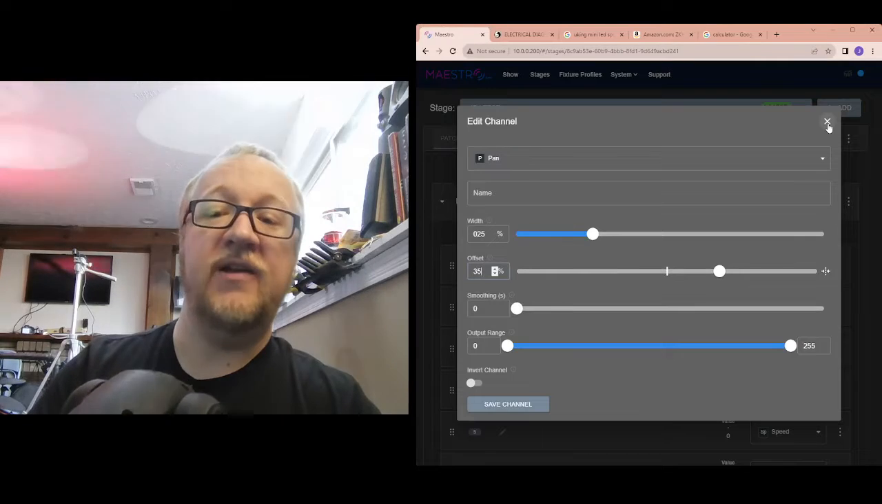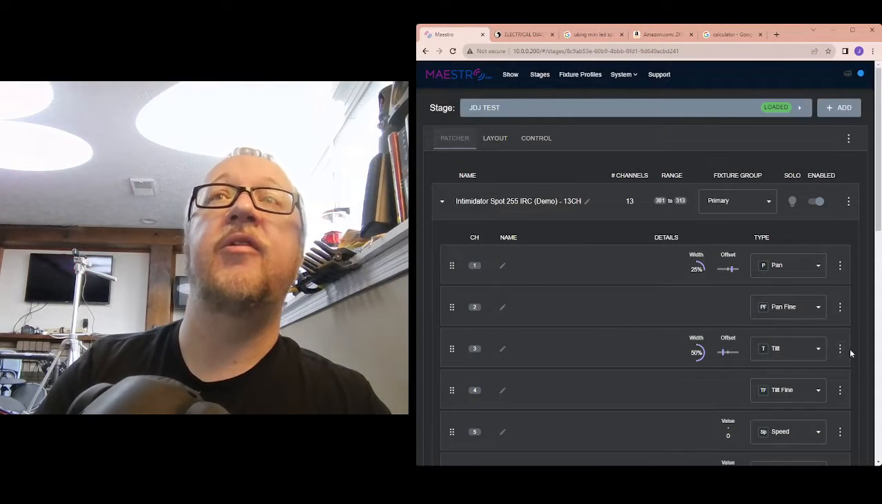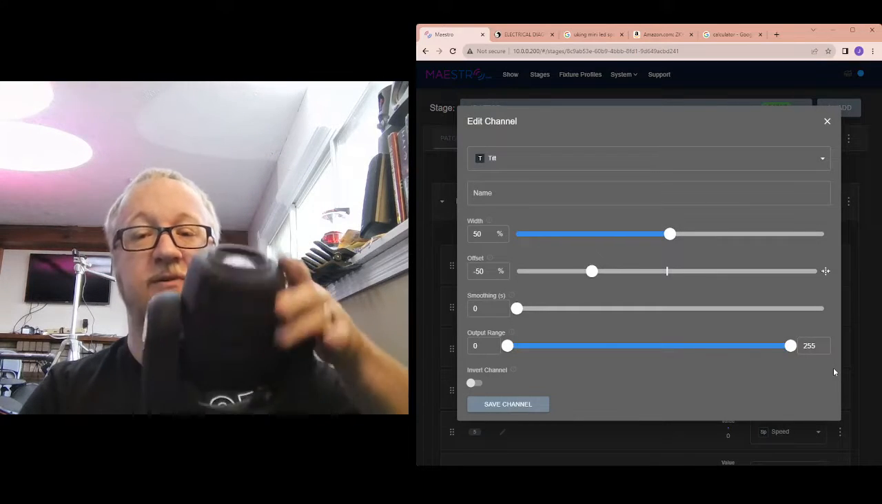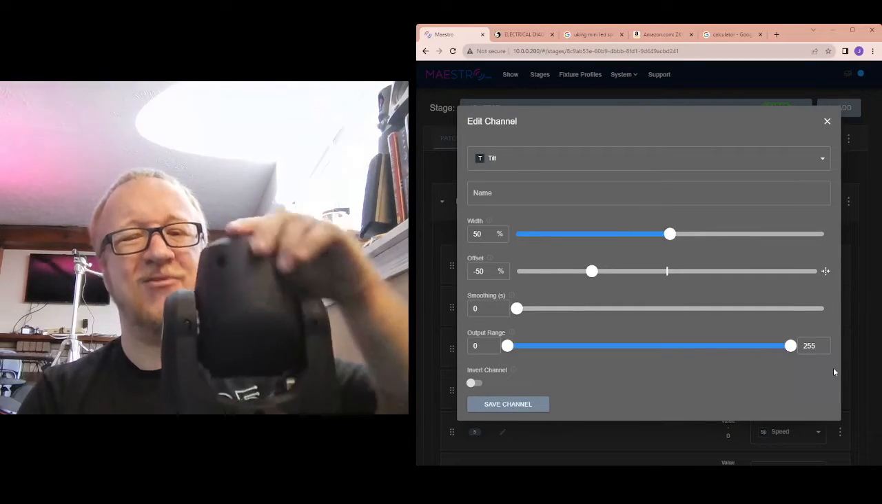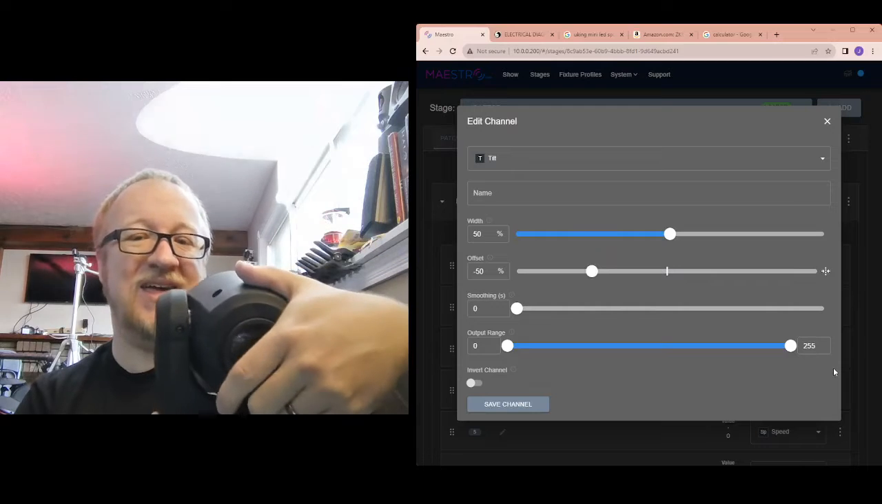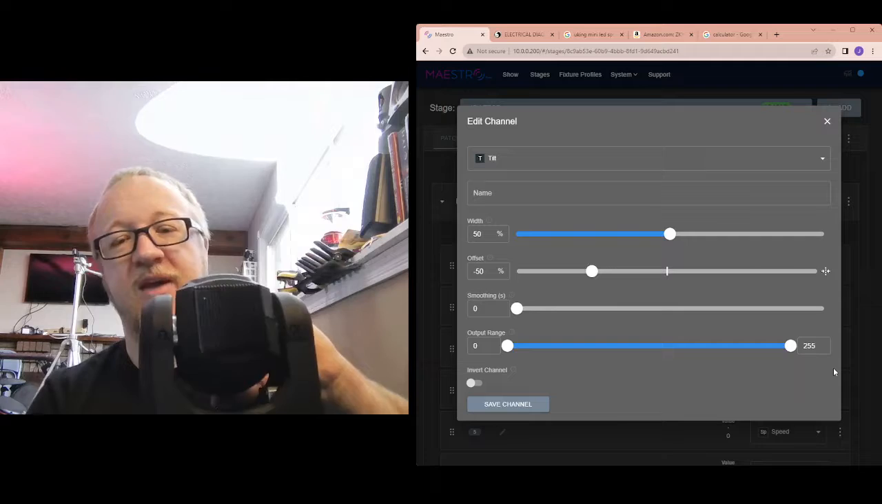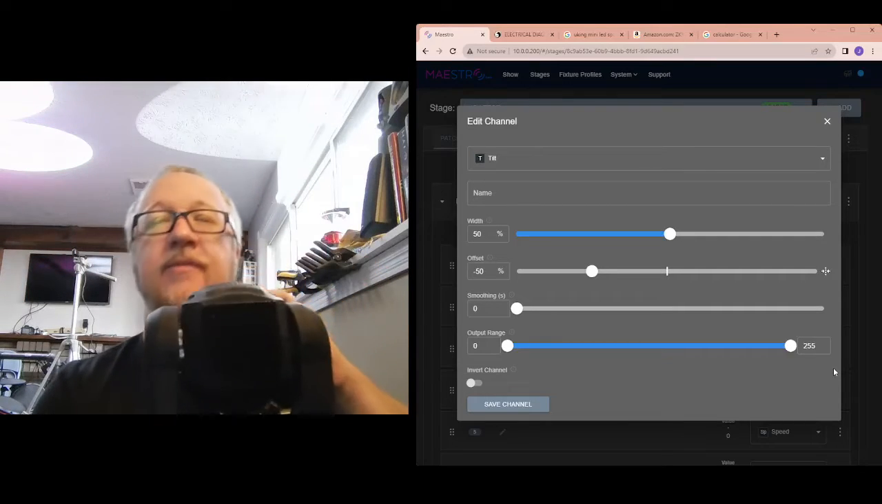Now, on the flip side, talking about tilt. Let's look, we have width and offset as well on our tilts. Many fixtures will have that 270 degree tilt. This one's not really fully 270. It's a little more than 180. I'd probably say that's closer to 230. But again, my math is not the greatest.